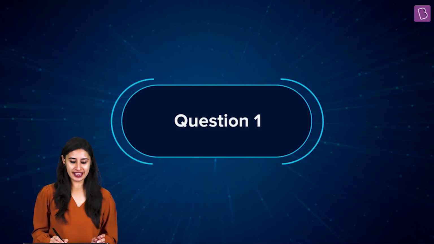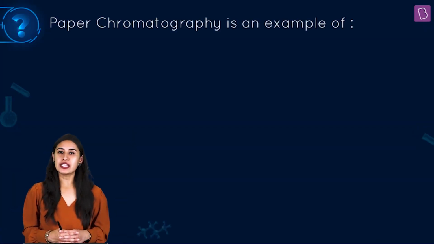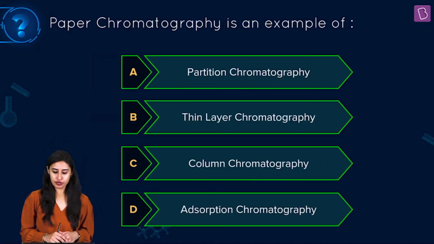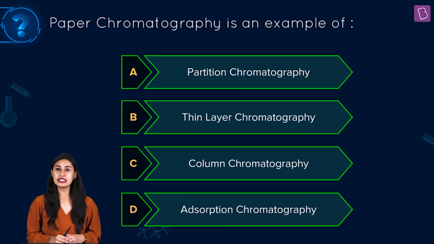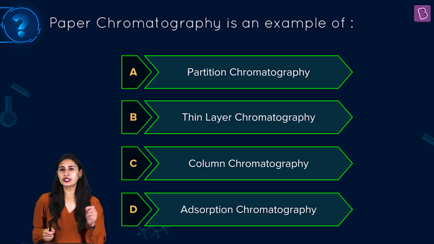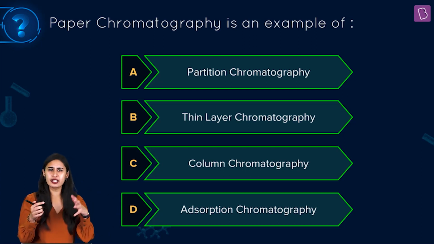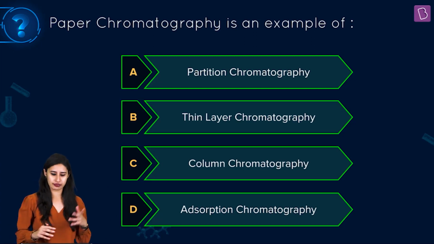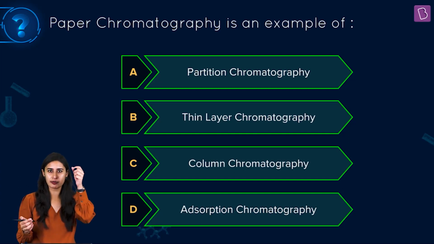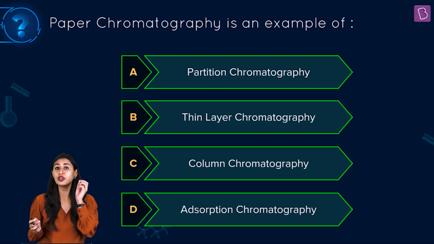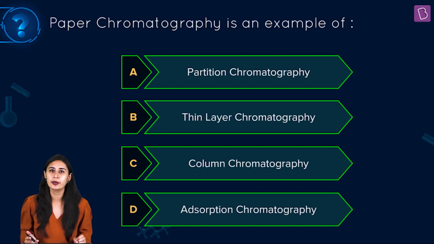The question is, paper chromatography is an example of, and your options are A. Partition chromatography, B. Thin layer chromatography, C. Column chromatography, D. Adsorption chromatography. So if your concepts are not clear, this might look very similar, that hey, paper chromatography is maybe adsorption chromatography, or maybe thin layer chromatography because paper is very thin, or is it partition chromatography? So your concept should be crystal clear here.